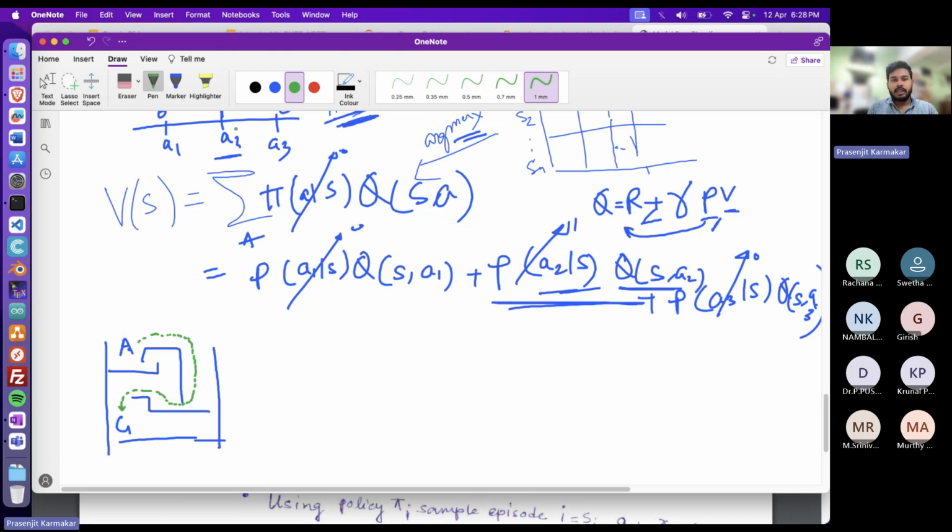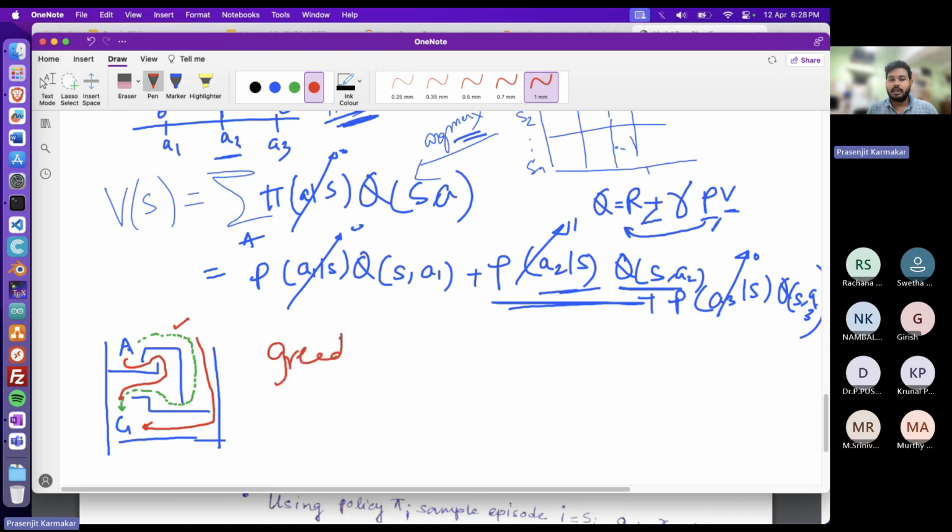I don't actually explore what it is like to go with this other path, or this path. So I don't have Q values for all the states. I only have Q values for those which I have actually visited. So I cannot take a greedy update.